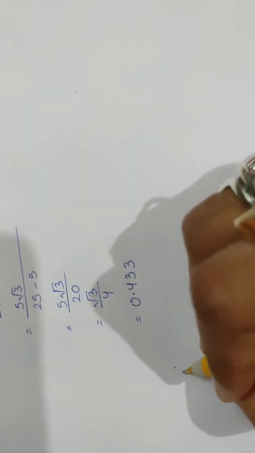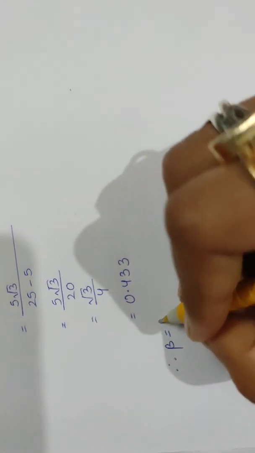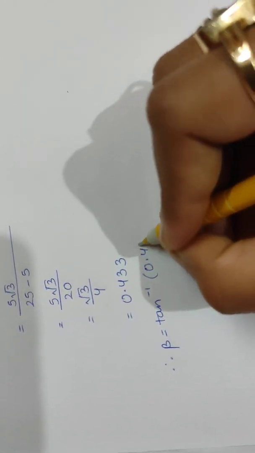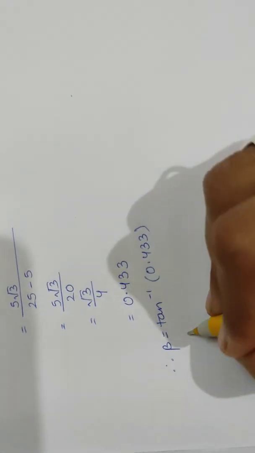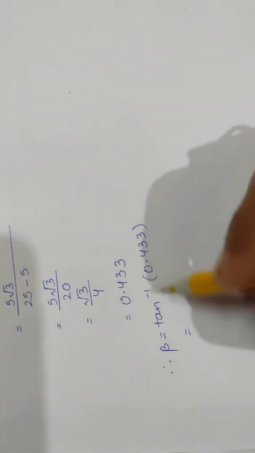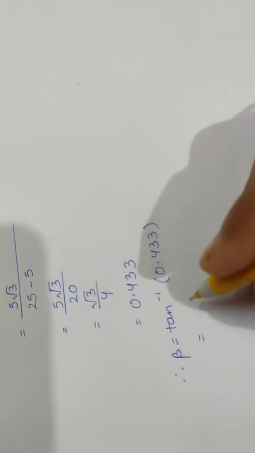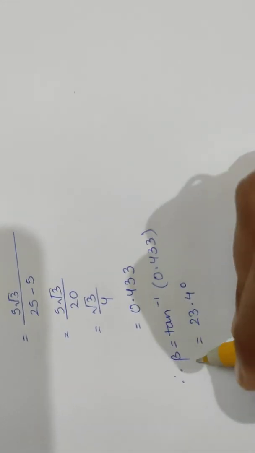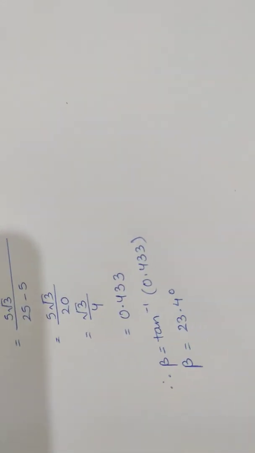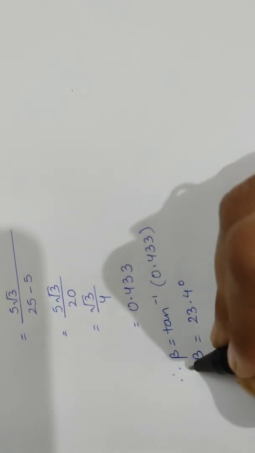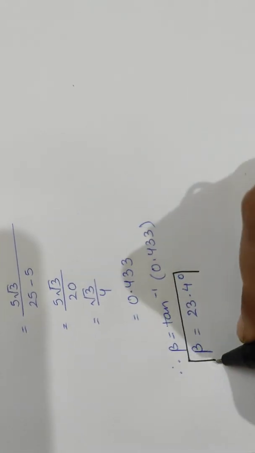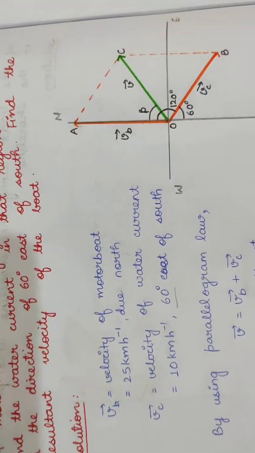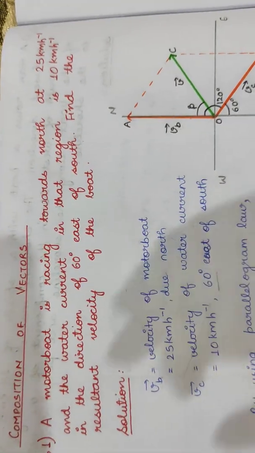So therefore we can say that beta is equal to tan inverse of 0.433, and if we find the value of this, we will get the value as 23.4 degree. So what is beta in this case? Beta is 23.4 degree. Fine. So this was all about the question. I hope you understood it.